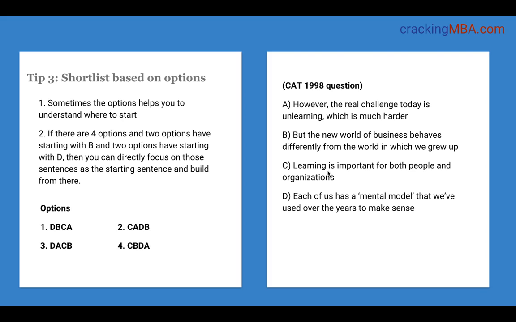If we see the other options, if you think option C is the starting sentence, we can clearly say "learning is important for both people and organizations," and this is being continued in option A, which says the real challenge is unlearning. So learning and unlearning, C and A follow as a correct pair. And then we can see "each of us has a mental model that we've used over the years," which is D, and "but the new world of business behaves differently." This is a conclusive sentence. So the answer is CADB.